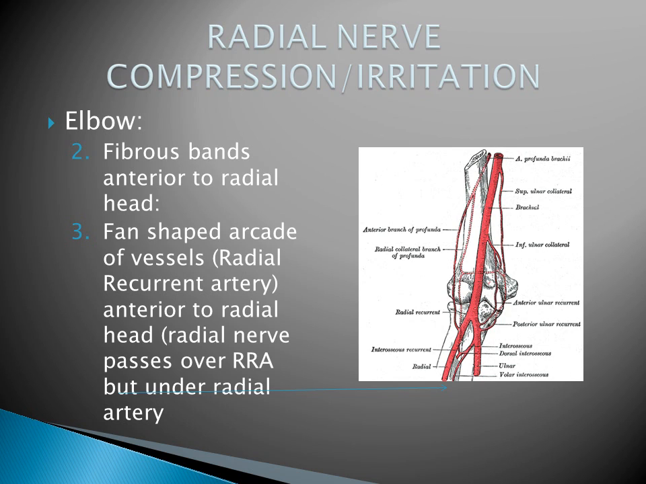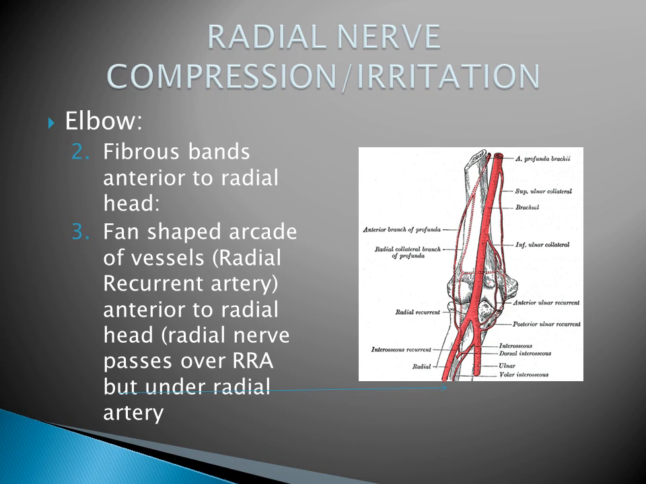And so there's this arcade of vessels that takes up space and forms a broad fan-shaped structure in the same area as the supinator muscle and in the same area as the fibrous bands. And so with either anomalous development or compression over this area, this is another sensitive location where the radial nerve can become compressed.